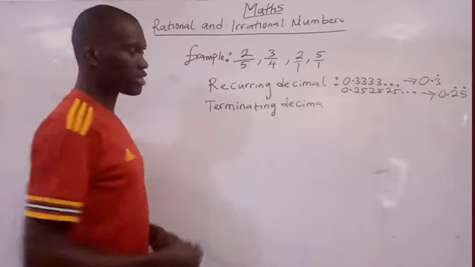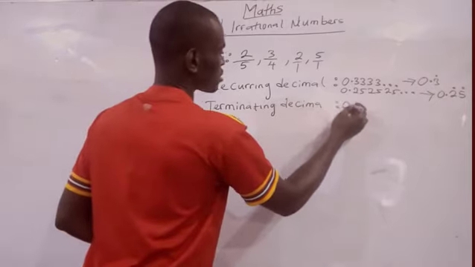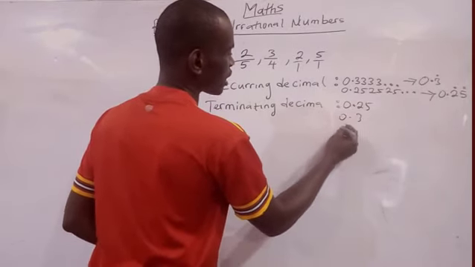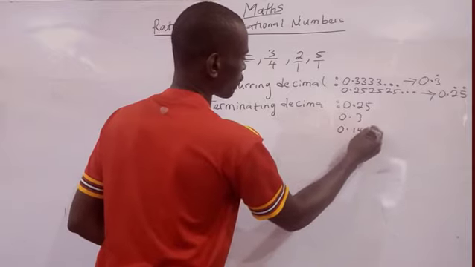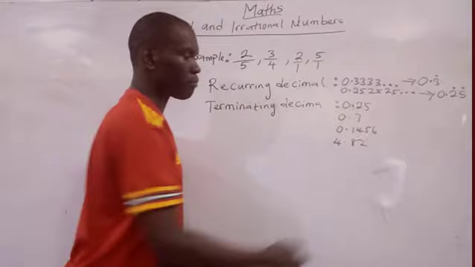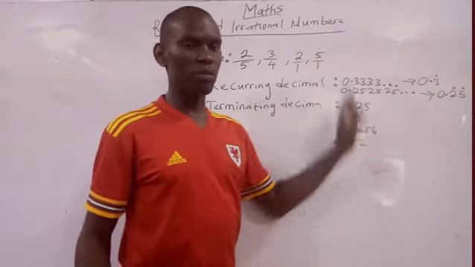Let's look at terminating decimals. Examples of terminating decimals are 0.25, 0.3, 0.1456, and 4.82. All these numbers are terminating decimals. The decimal part will not keep coming out.